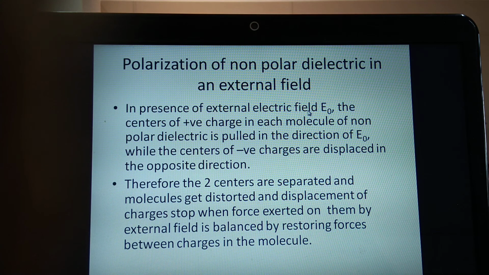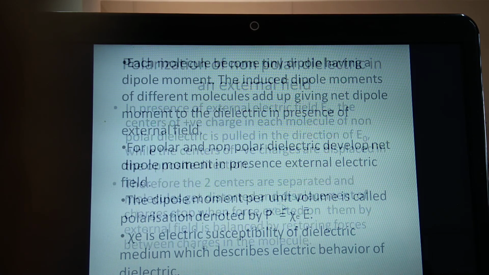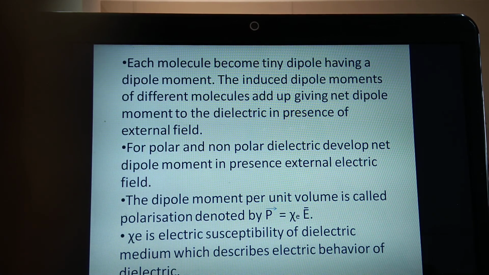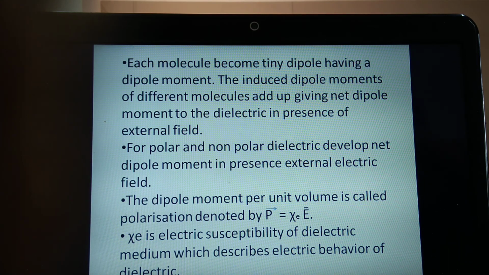In the presence of the external electric field E0, the center of positive charge on each molecule of the non-polar dielectric is pulled in the direction of E0. Whatever I have explained, that only I have written on this PPT. Dipole moment per unit volume is called polarization, and I get the formula polarization P is equal to psi E, where psi E is the electric susceptibility. So now we can stop. The next part we can see in the next video.